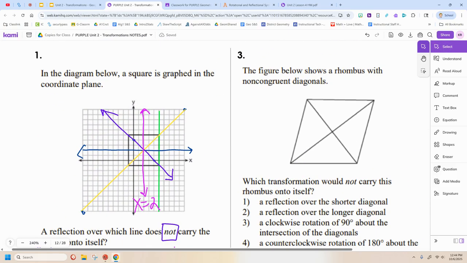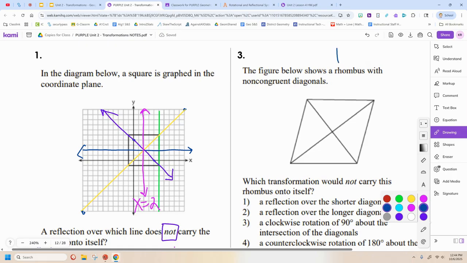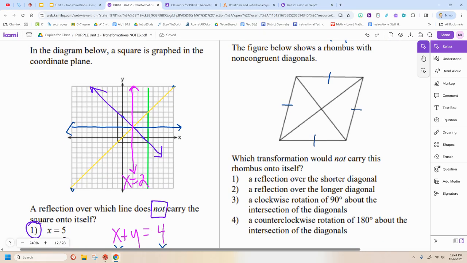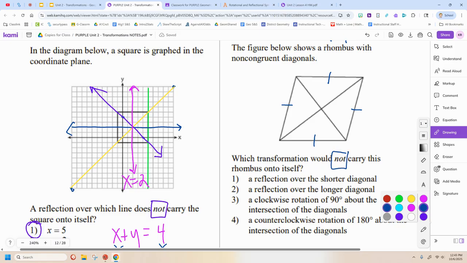Okay, so now here, instead of having a shape on a grid, we have a shape floating in space. So it says the figure below shows a rhombus. We haven't talked a lot about rhombuses, but the special thing about rhombuses is all 4 sides are congruent. So this side is equal to that side is equal to that side is equal to that side. So it's like a square, but does not have the right angles of a square.